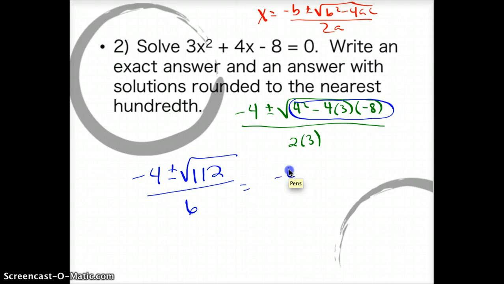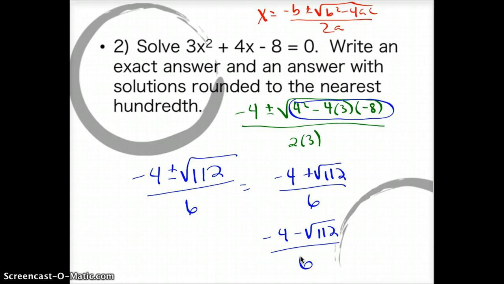So we're going to do negative 4 plus root 112 over 6, and then negative 4 minus root 112 over 6. I would consider these exact answers, though you can simplify them by taking perfect squares out of 112. We're not going to do that today. I'm just going to let you leave it like this for now.